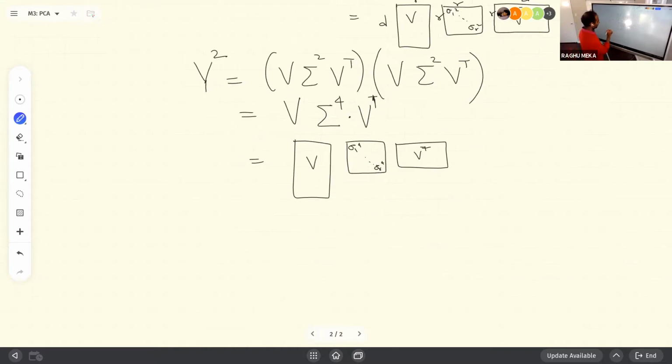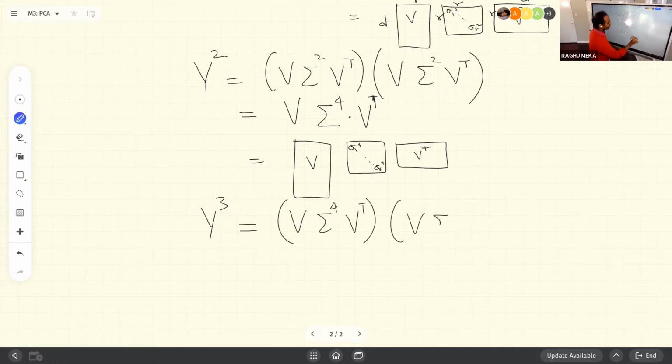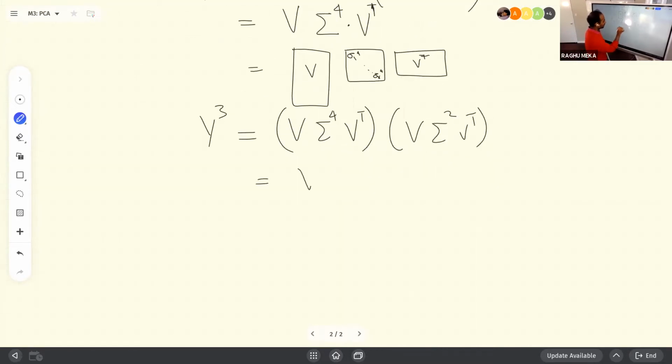Now what happens if I look at y cubed? Any guesses? Just go ahead. I know it's obvious, but just guess, right? So I multiply it with, so let's use the same equation. I have V sigma to the 4, V transpose, and I multiply with V sigma squared V transpose. So I'll end up with V sigma to the power 6 times V transpose. Okay, so there's some nice pattern here, right?